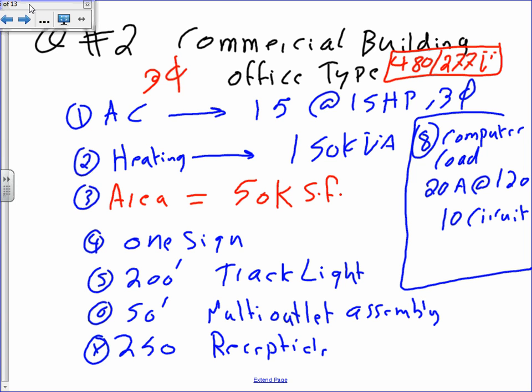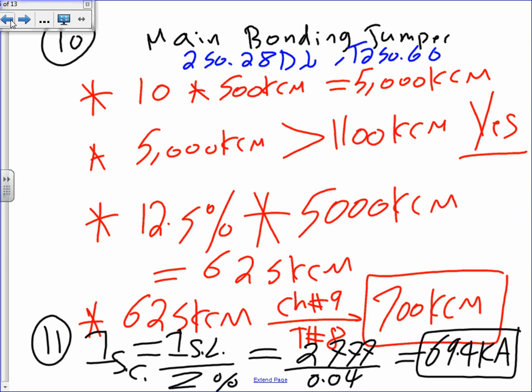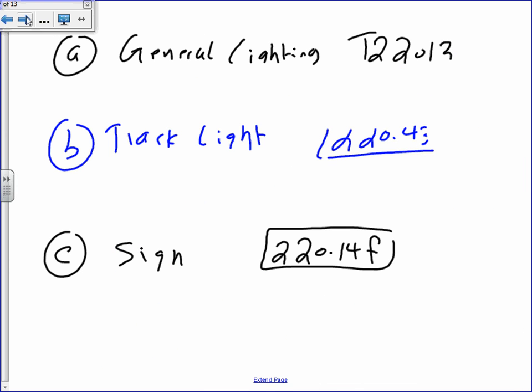Okay, so let's go. What's our goal? By the way, we're supposed to size a service for the building. That's the outcome. So the outcome of all this is to size the service for the building. Shall we go ahead and size it? Okay, so we're gonna size the service for the building.